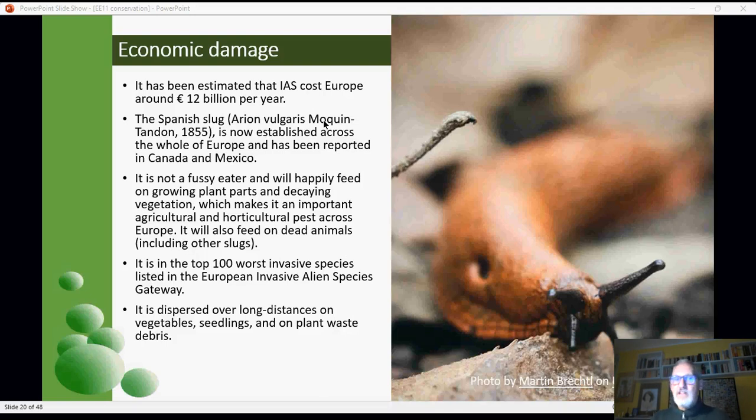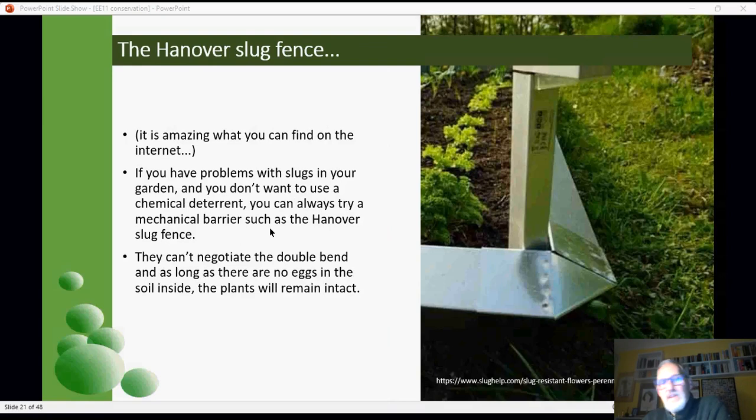So the Spanish slug, this guy here, is all over the place now. He's in Europe, he's in Canada, he's in Mexico, happily eats just about anything, including other slugs. And it's extremely difficult to get rid of. It's easily dispersed because it lays its eggs in soil, it gets dispersed on plant waste, and it's very widespread. However, if you look around on the internet, you will be amazed at what people do. This is from a website in Germany. It's called Slug Help. So if you have problems with slugs, I suggest you check it out.